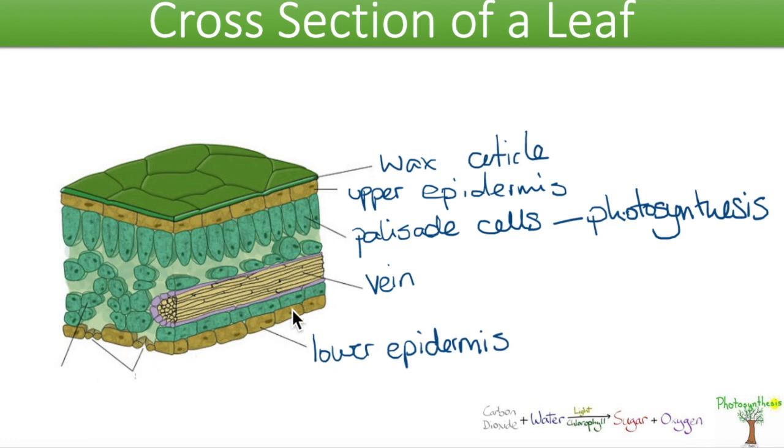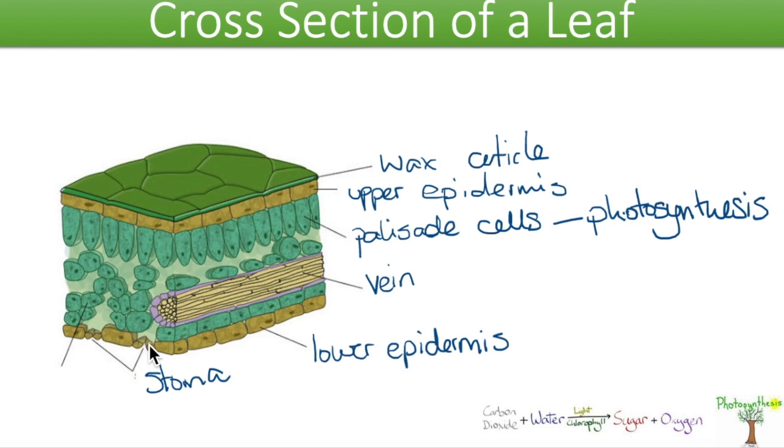Now over here, so we've talked about how the water gets in, but how does the carbon dioxide get into the leaf? Because remember, the carbon dioxide is in the air. Well, the carbon dioxide comes in through here. This thing here is called the stoma. Okay, stoma.